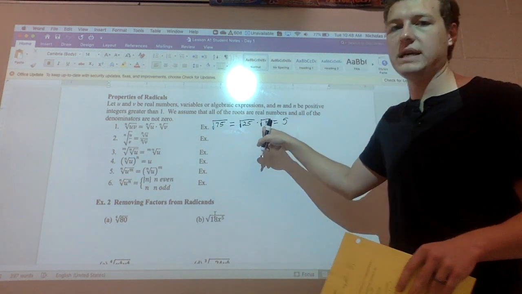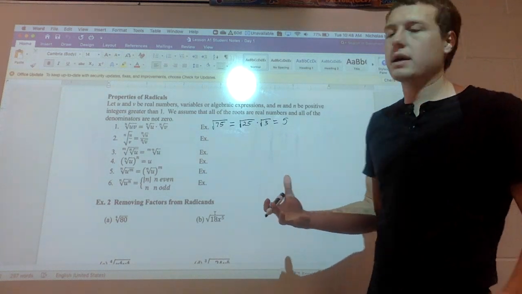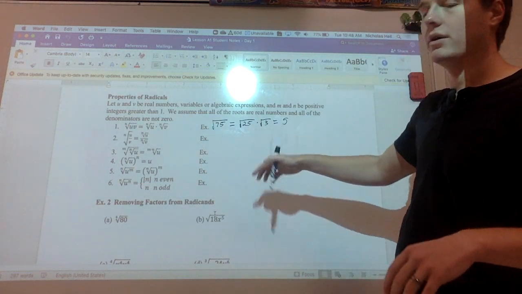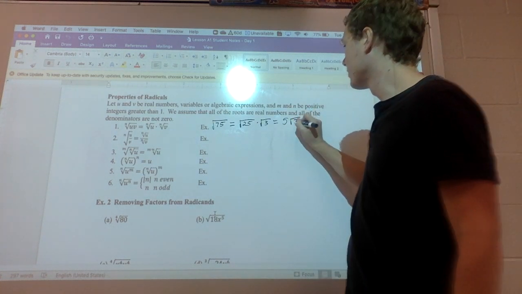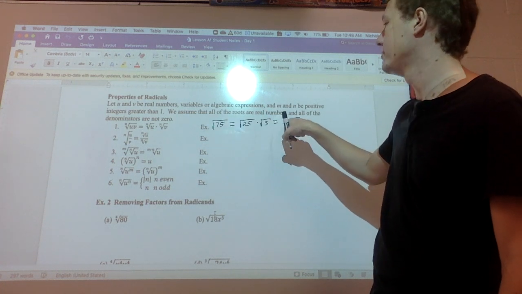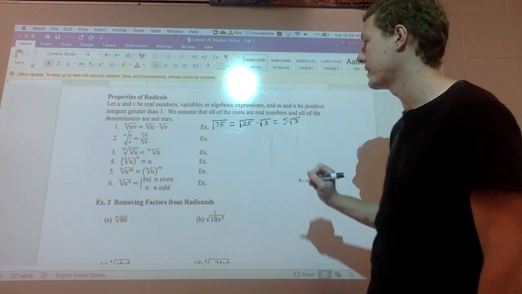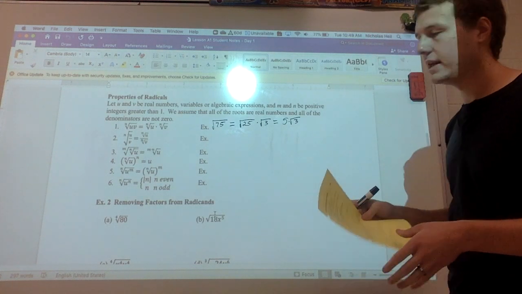Square root of 3, there's no way to split it up, and there's no nice answer that multiplies by itself to get to 3. So that's actually an irrational number. I'm just going to leave it as is, root 3. So the square root of 75 can be simplified to 5 times the square root of 3. There's other ways that we can simplify this stuff as well. I'll get to that in the next example.